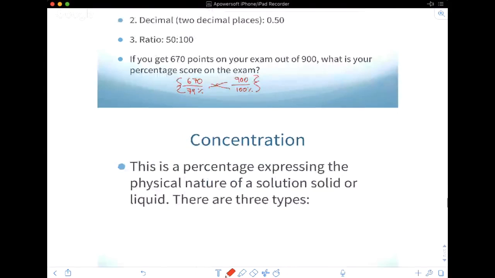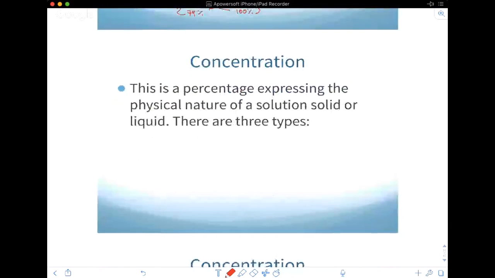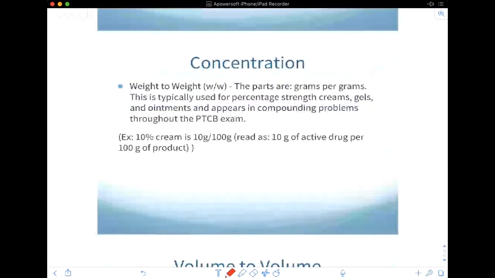All right, so now concentration. This is a percentage expression of the physical nature of a solution, solids, or liquids. There are 3 different types of concentration. Now this part is very, very important. I would make sure that you know this front to back, up and down, left to right. So the first is weight to weight. The parts are grams per gram. This is typically used for percentage strength creams, gels, and ointments, and appears in compounding problems throughout the PTCB exam.